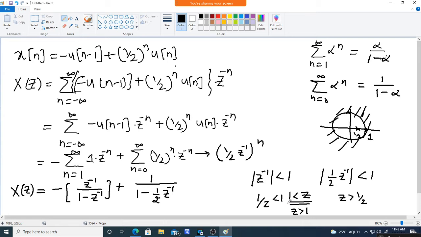Okay, |z| less than 1 and |z| greater than 1, and this one, |z| greater than half. So here we can write one more thing: z is greater than 1, and also it is greater than half. Okay, so in this case we have to take the region which is greater than 1.